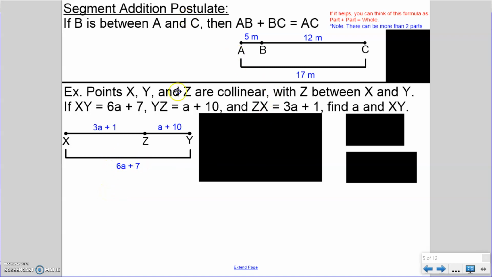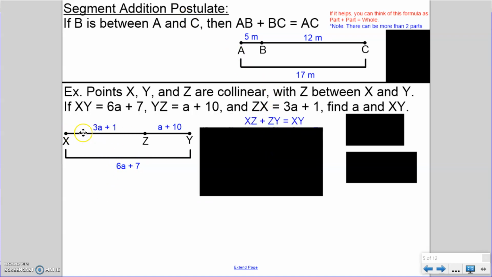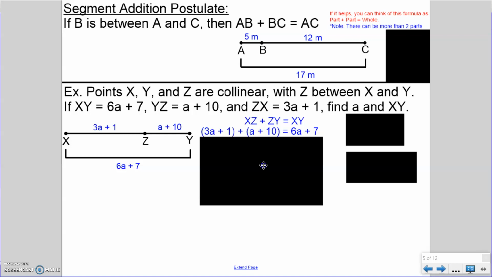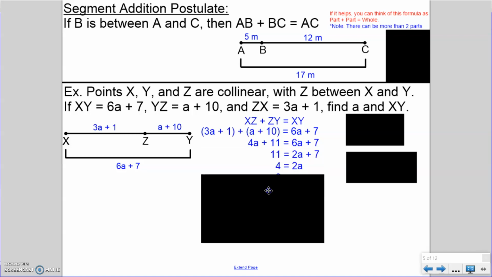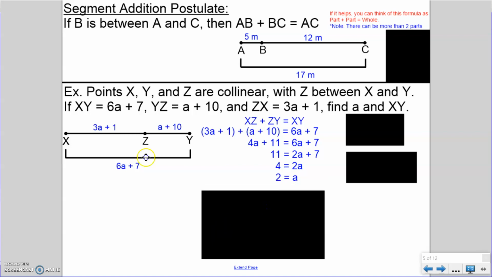Here, using segment addition, we could say the formula: this first piece, XZ, plus the second piece, ZY, is equal to the whole thing, XY. Alright, I fill it in. The parentheses are there when you plug in for a letter. Check if parentheses matter. There's no distributing, so I can just go to combining, move a to one side, and then get a by itself, and then divide.